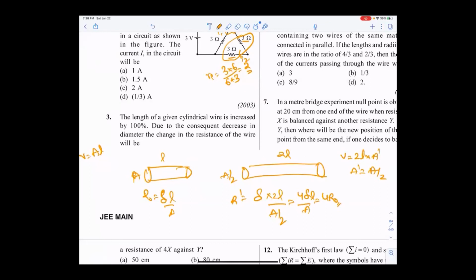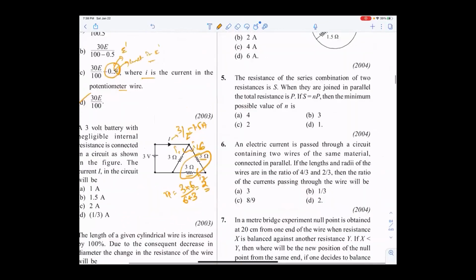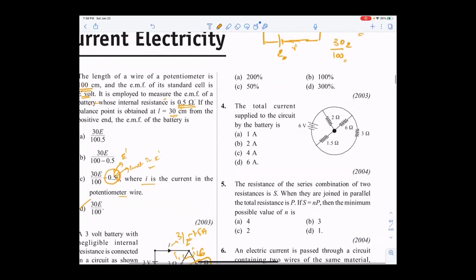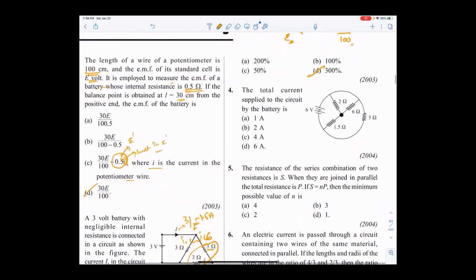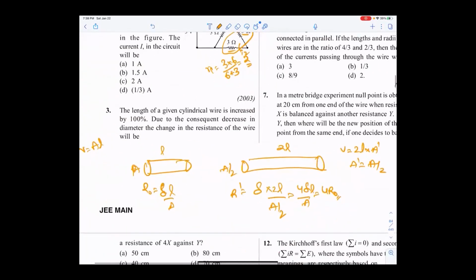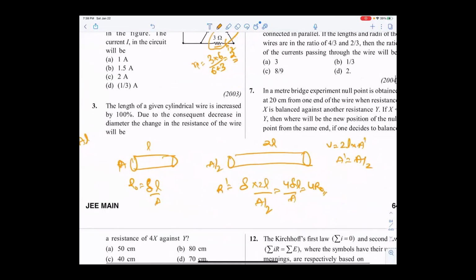Resistance becomes 4 times. So it has increased by how much? 300%. Resistance got increased by 300%. If it becomes 4R0, you should not mark 400; it got increased by 300%. Easy one.